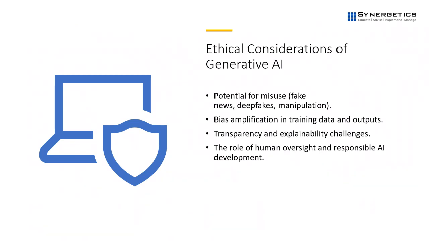The role of human oversight and responsible AI development. So for every application development, even if we are using AI for automation, human oversight or human intervention is important to assess whether things are correct or not.